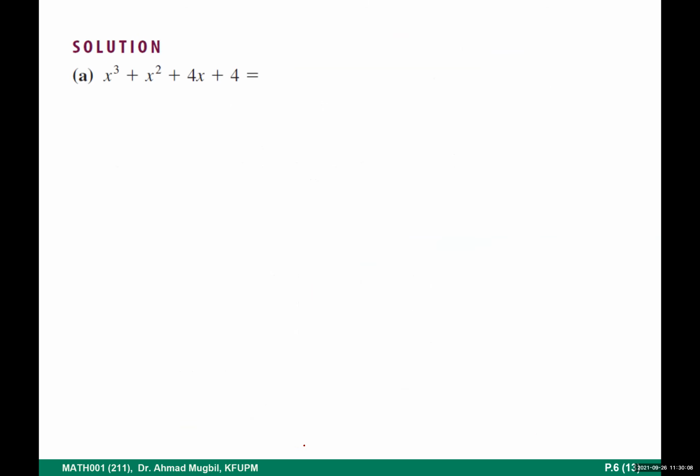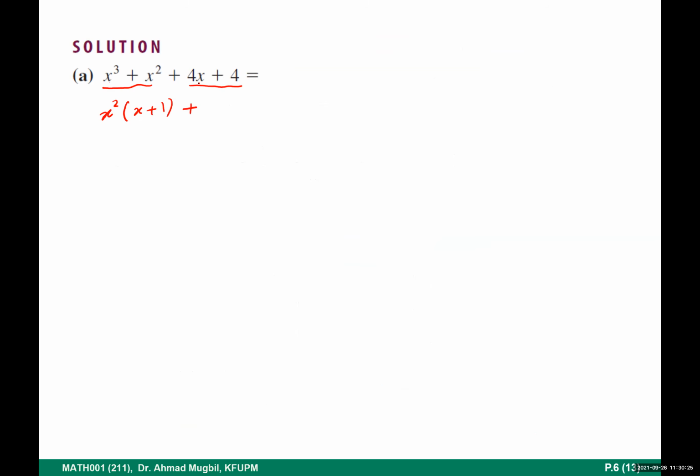Now, let me show you here. If you take the first term and the second term, what will be the common factor between them? X squared, and what will you get after that? X plus 1. Now here, we still have plus. This is the second group.